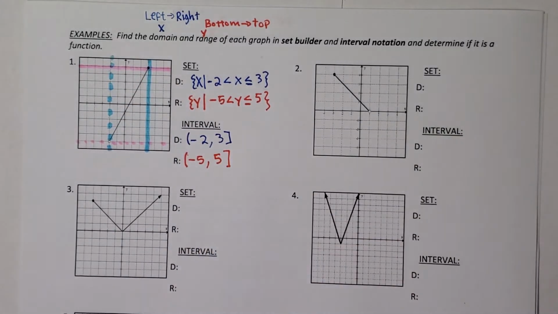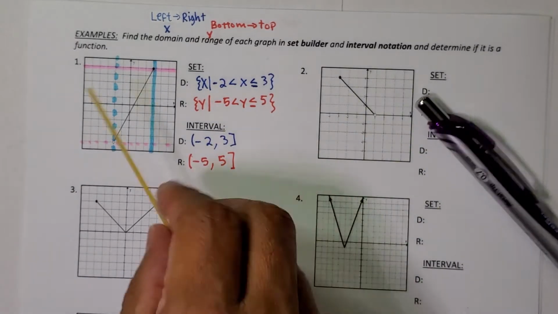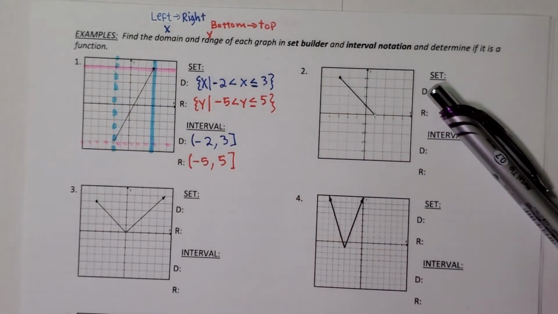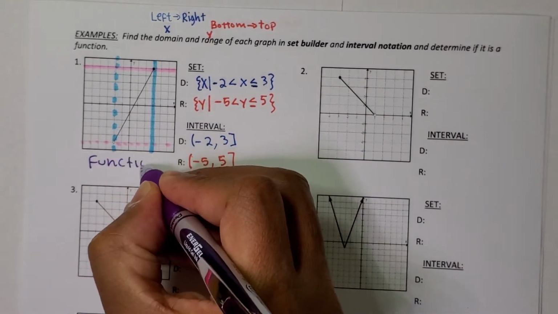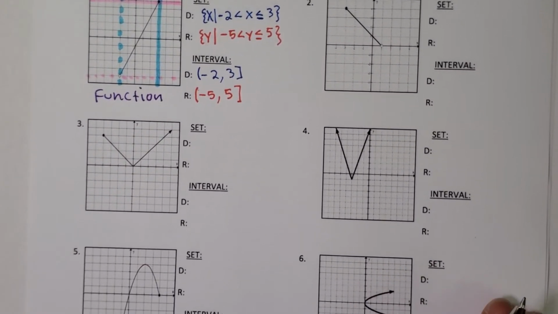The last question is, is this a function? From the vertical line test, if I draw a vertical line through any point on this graph, it's not going to cross the graph at more than 1 point. So the answer to this one is yes, it is a function. It's the graph of a function. Let's go on to the next problem.